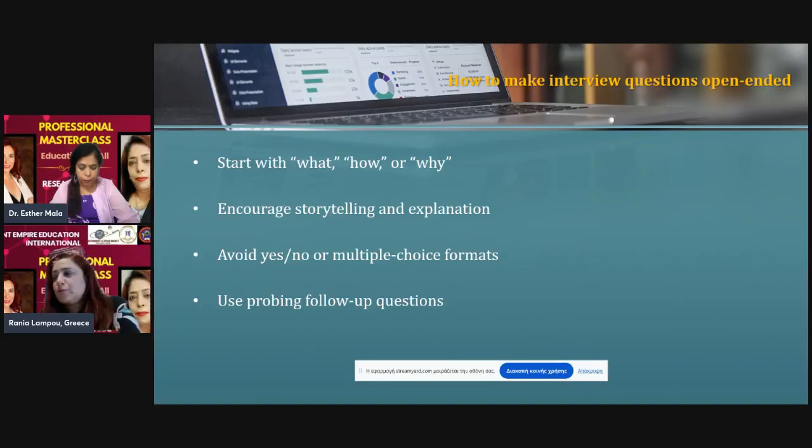Avoid yes or no or multiple choice formats unless used as a follow-up to dive deeper. So instead of saying, do you like this method? You can say, how do you feel about this method? And use probing follow-up questions to deepen understanding after the initial answer. For example, you can ask them, can you tell me more about that? What led you to this conclusion?